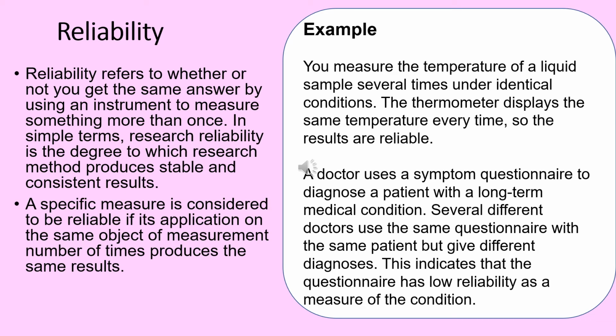Here are two examples. The first example. You measure the temperature of a liquid sample several times under identical conditions. The thermometer displays the same temperature every time, so the results are reliable. The second example. A doctor uses a symptom questionnaire to diagnose a patient with a long-term medical condition. Several different doctors use the same questionnaire with the same patient but give different diagnoses. This indicates that the questionnaire has low reliability as a measure of the condition.